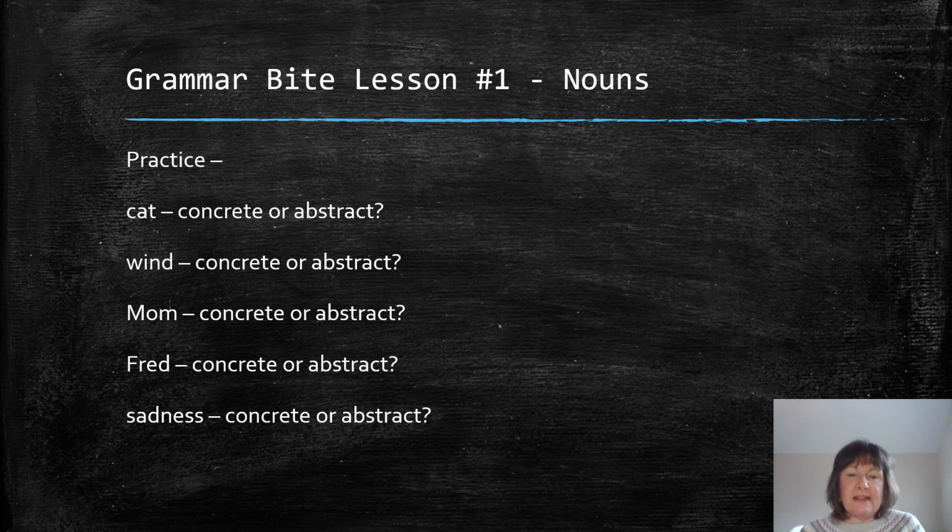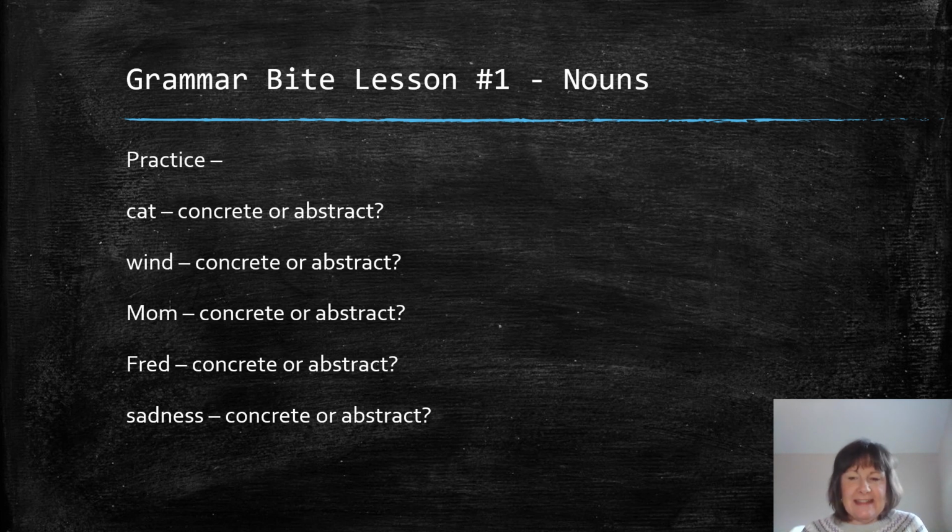Mom, with a capital M. So usually if we have a capital M for mom, we're indicating someone that we call mom. So is that concrete or abstract? And if you say concrete, you're right again, because we're talking about a person. What about Fred? Is that concrete or abstract? Fred would be concrete as well, and that would be a person that we know named Fred, and we could touch him or see him or talk to him, and he physically exists.